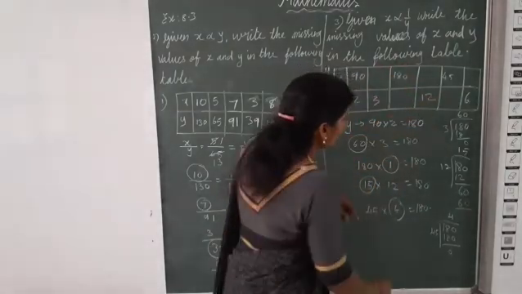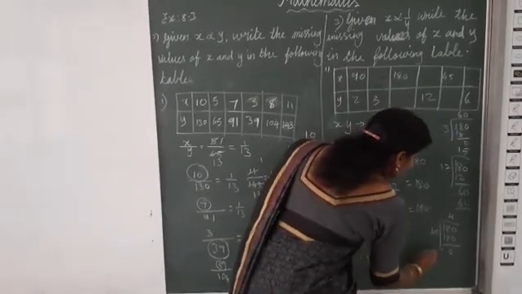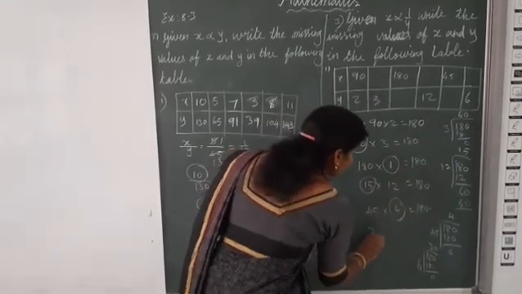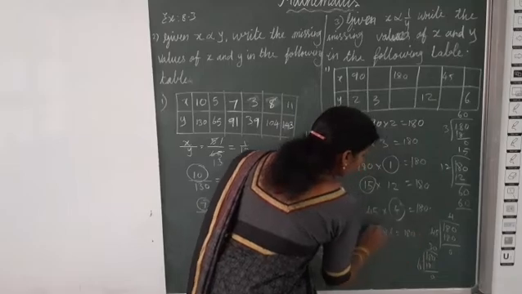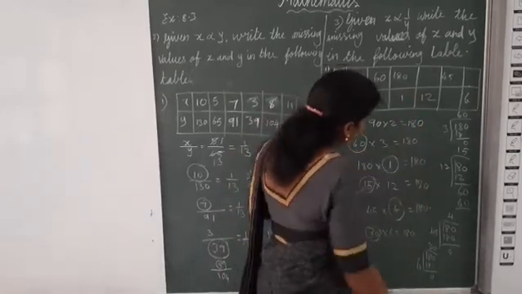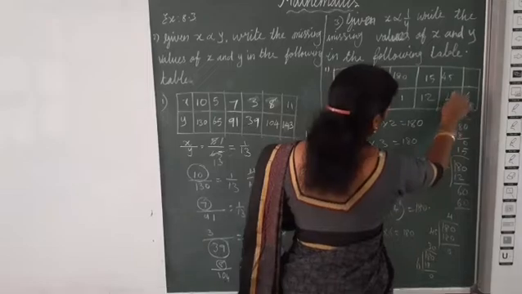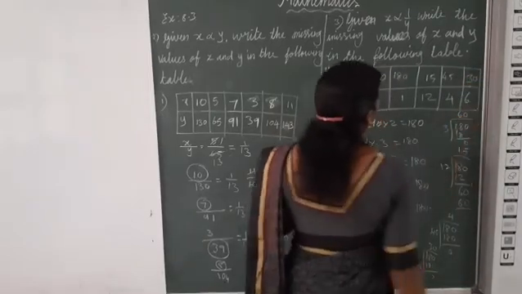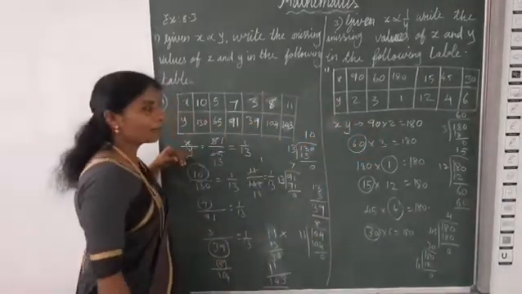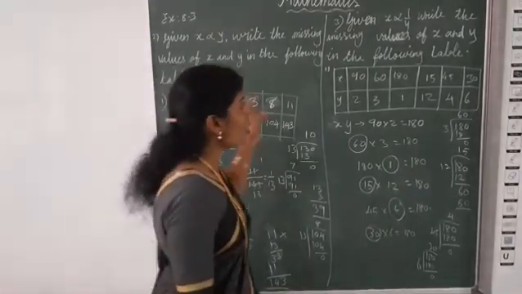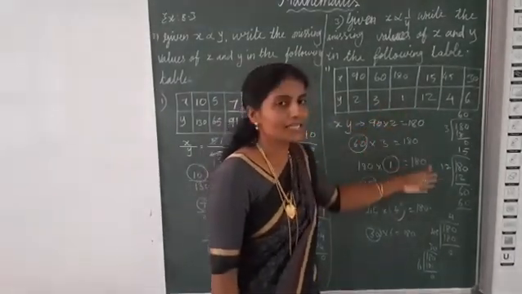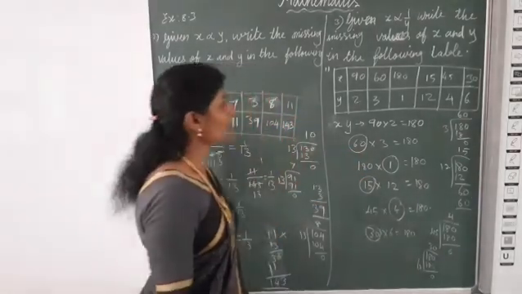Next, the last one, 6 is given. So 180 divided by 6. 3 6s are 18, then 0 0. So 30 into 6 equal to 180. What are the missing numbers? First one 60, next one 1, then 15, then 4, then 30. Clear? How can we find them? Here x, y, so we multiply. Here x by y, direct proportion, we divide. Check which column is given, x and y, choose that number and divide it. We'll get the answer. Are you clear about this?